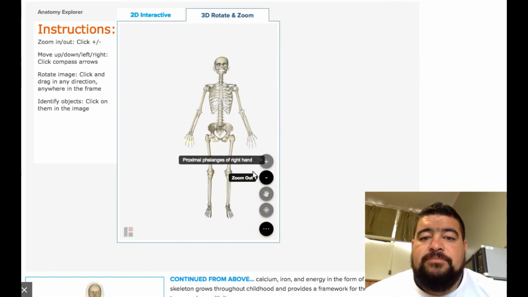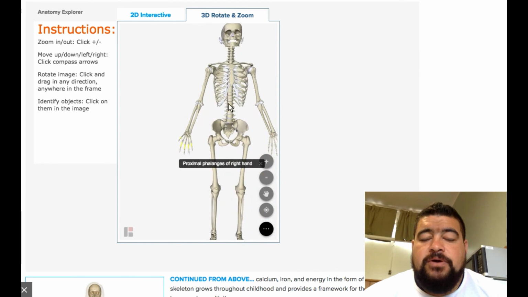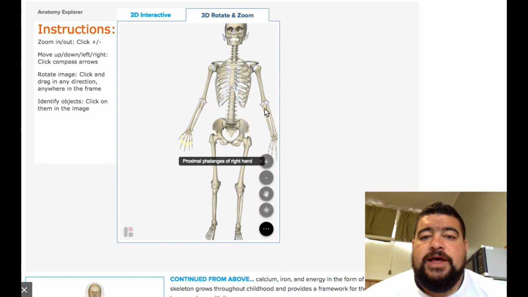So that makes up the majority of the bones or the bone groups from our upper body.